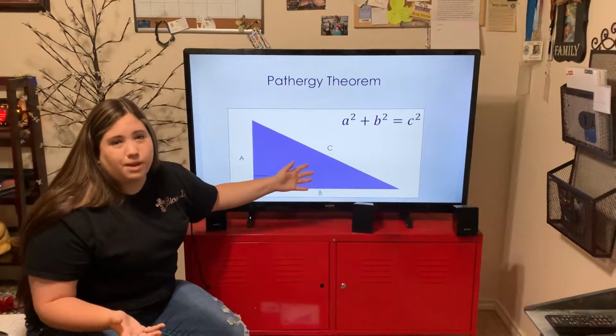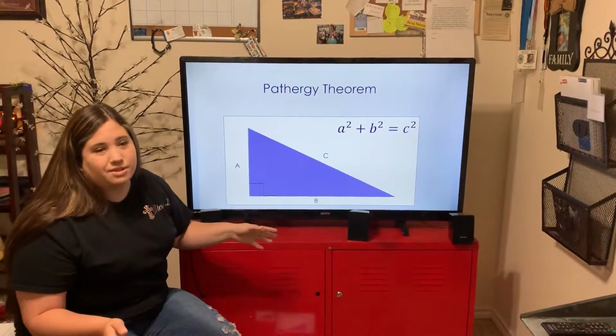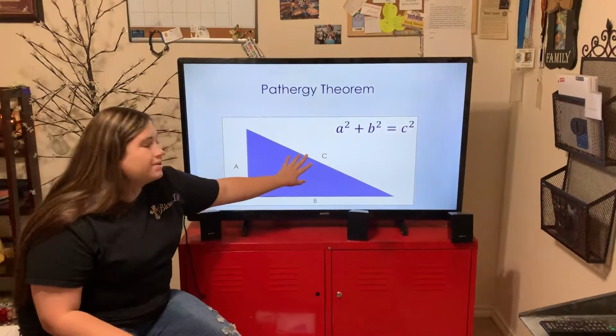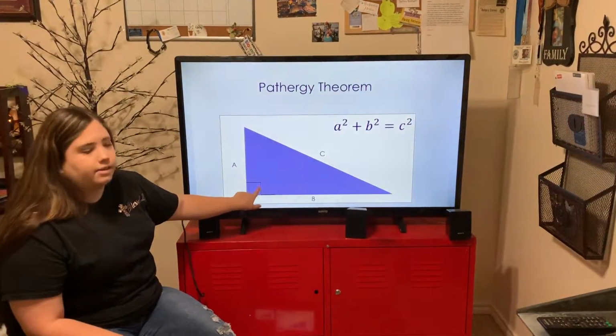So if it helps you memorize hypotenuse, hippo, whatever floats your boat, that's just how one of my students learned it. I think it's kind of cute. So it's the hypotenuse. And then you have your two legs, which is adjoined by a right angle.